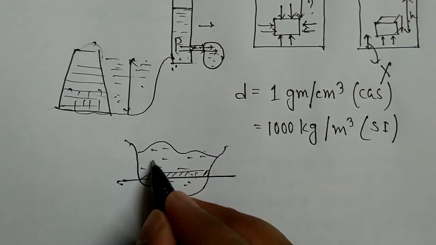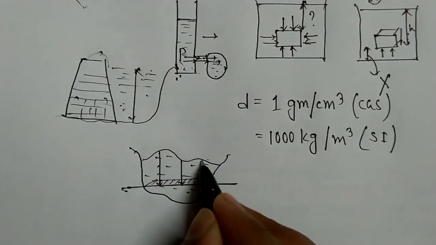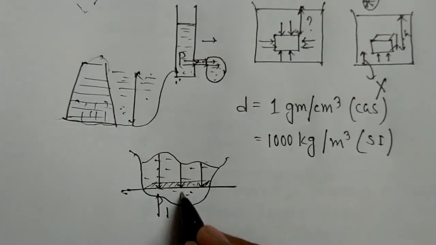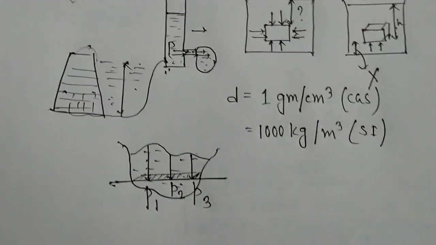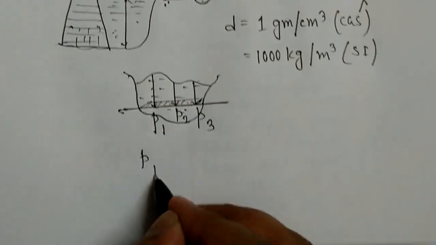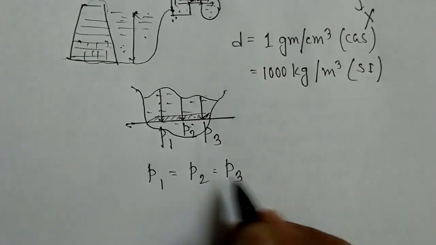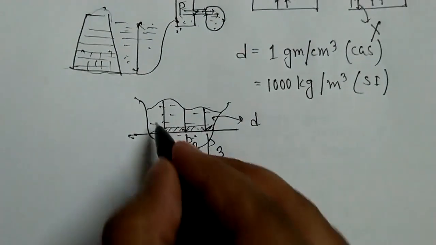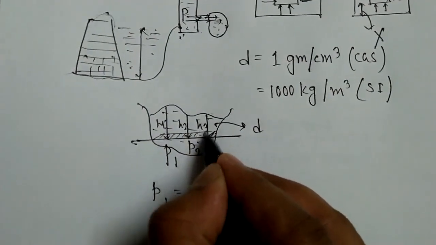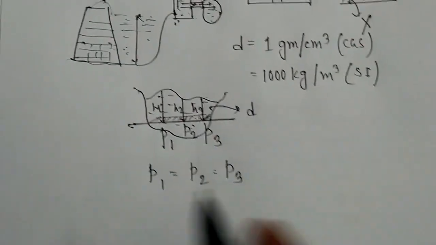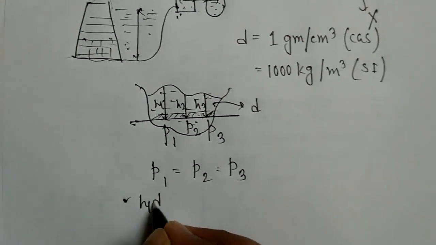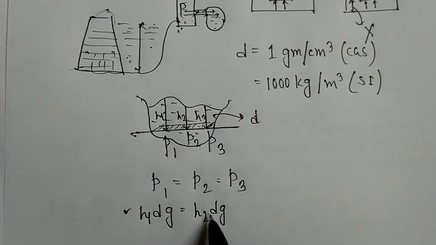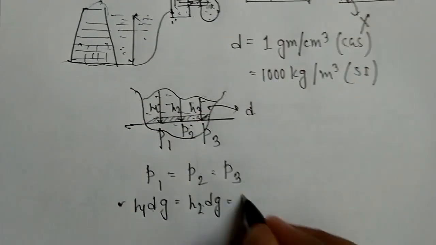So for a single level, the pressure on this plane will always be the same. Let's say I am taking the pressure here as P1, the pressure here as P2, and the pressure here as P3. What I am saying is the pressure will always be the same. That means P1 equals P2 equals P3. I am taking the density as d, this height as h1, this height as h2, this height as h3, right? So different heights. So P1 equals h1 dg, P2 equals h2 dg, because density is always the same here and g is the same, and P3 equals h3 dg.